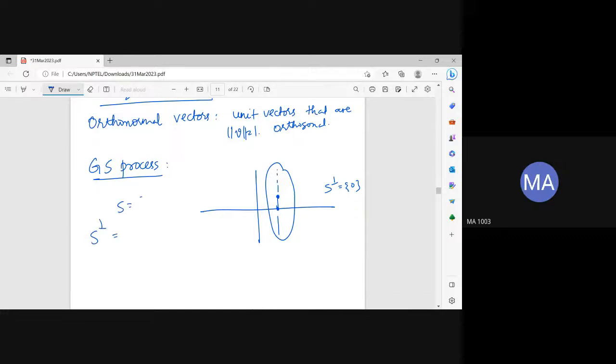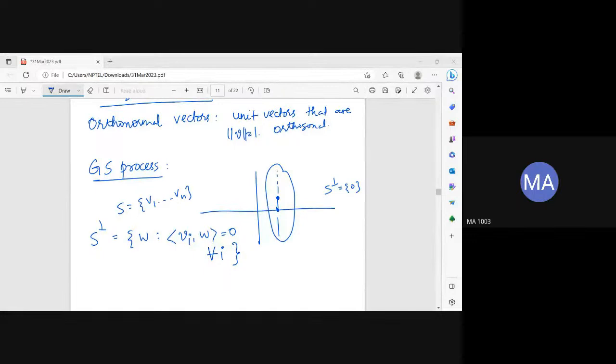So you have a set of vectors V1, V2, Vn. You're looking at all those vectors W that are simultaneously perpendicular to all these, inner product of Vi, W equal to 0, for all i. Simultaneously. Okay, got it. Ma'am, could you explain one more time how the Gram-Schmidt process uses this, like removing S perpendicular from each of the vectors?